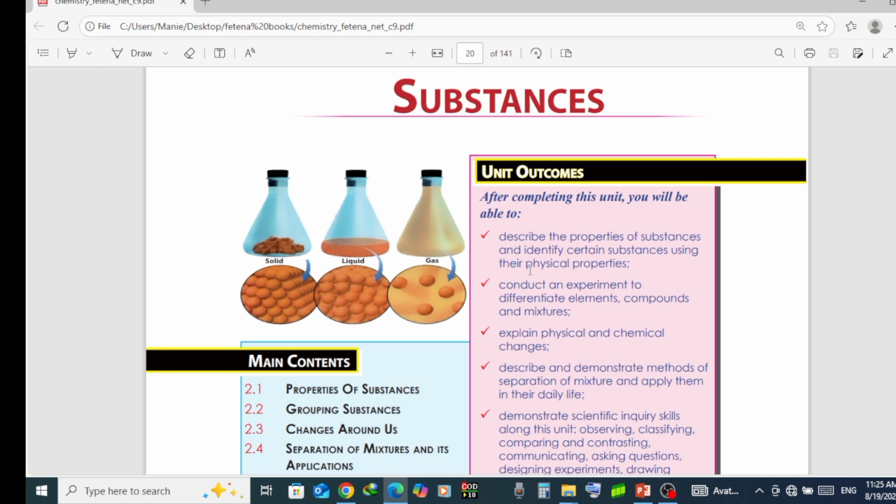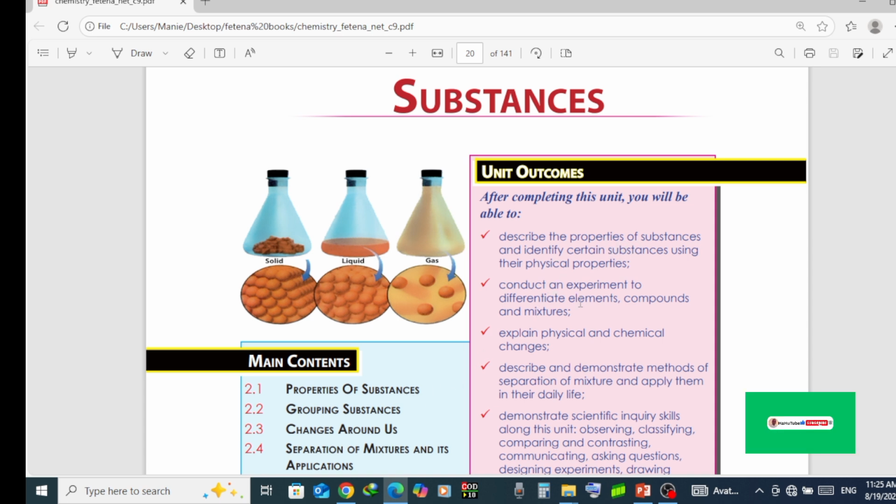The first objective is, after completing this unit, you will be able to describe the properties of substances and identify certain substances using their physical properties. Therefore, one of the expectations of this unit is to describe the properties of substances and identify certain substances using their physical properties. So we are going to focus on physical properties here, and using these physical properties, it's expected to describe the properties of substances.